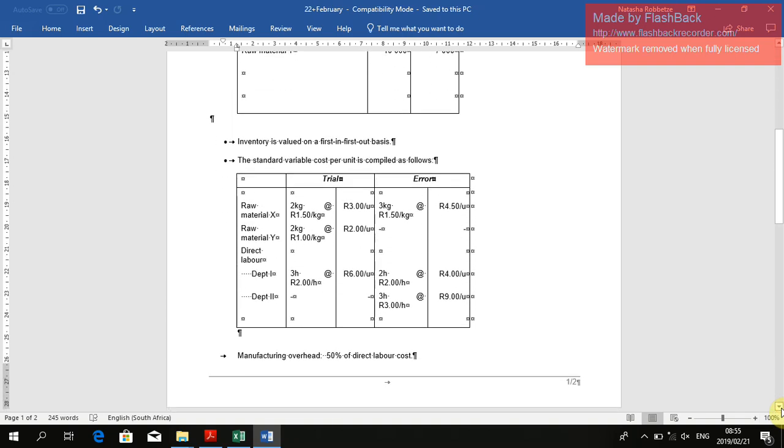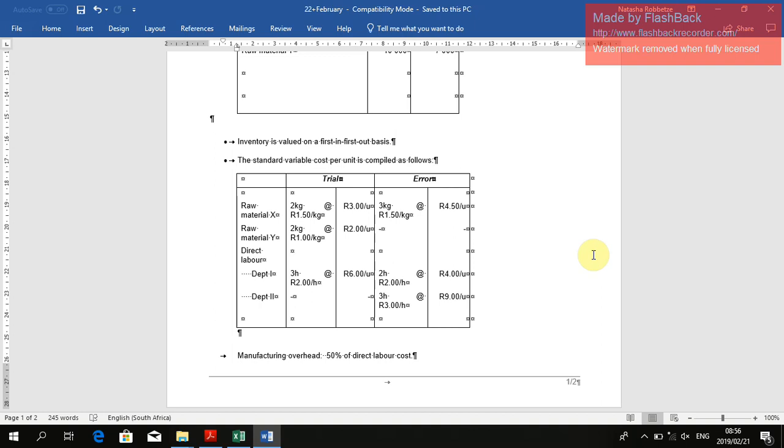Then they also tell you in the bullet beneath that the inventory is valued on a first-in, first-out basis. After that, another column is provided where they give you the standard costs that are applicable. For raw material X, 2 kilograms is used in Trial at 1 Rand 50. For Error, it's 3 kilograms at 1 Rand 50. In the furthest column, they have also given you the amount per unit, which is the 3 kilograms multiplied by the 1 Rand 50. Then for raw material Y, Trial uses 2 kilograms at 1 Rand, and you will find that raw material Y is not used by the product Error.